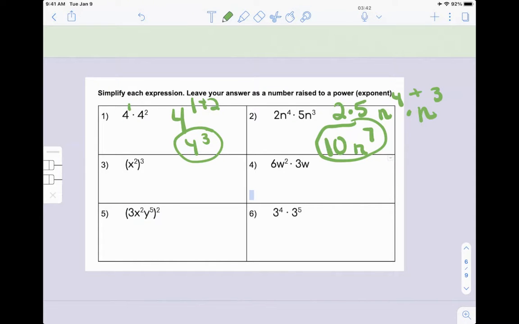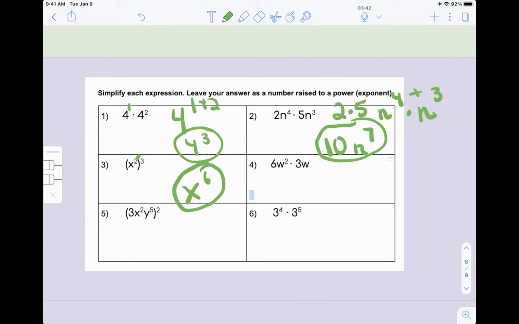Okay, on example 3, x squared cubed, or x to the 2nd power raised to the 3rd power. We're taking the power of a power, so we multiply the exponents. This means x to the 2 times 3, or x to the 6th power.